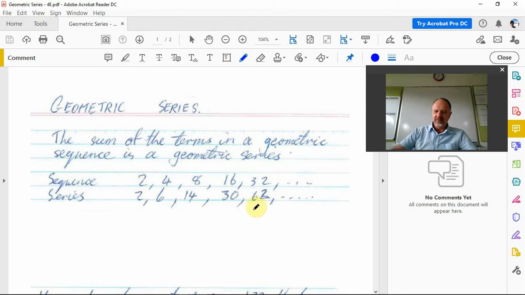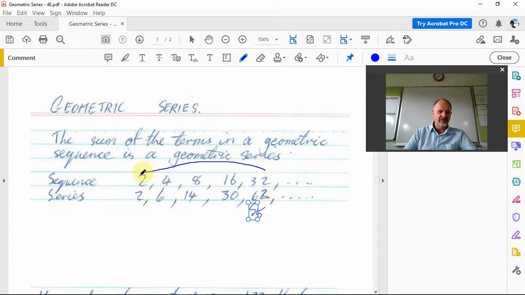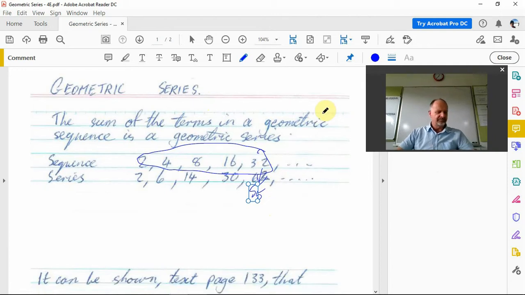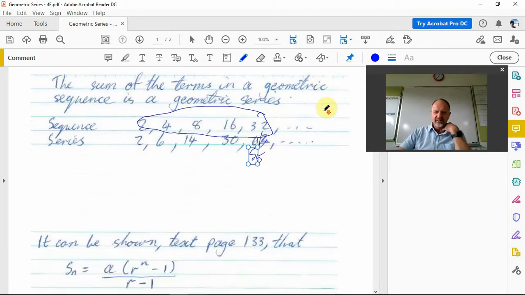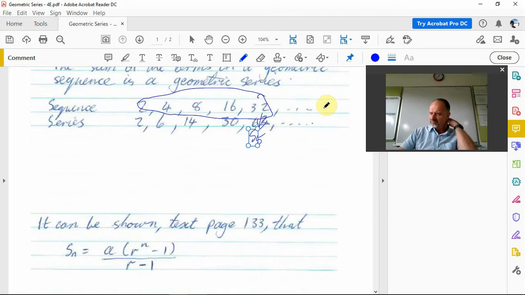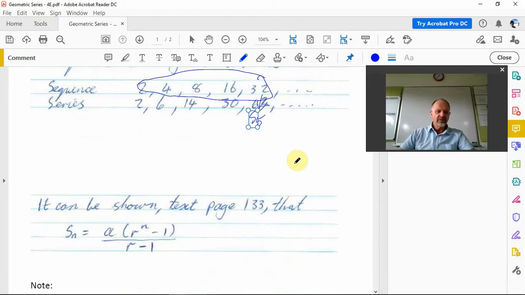All right, so this one down here is S5. 62 is S5 because it's the sum of the first 5 terms. When you add all of those 5 terms together, you get 62. In your textbook, they derive this formula, and you can have a look if you really want to on page 133. I'm happy to talk through that with you if you really need to know how they get the formula.